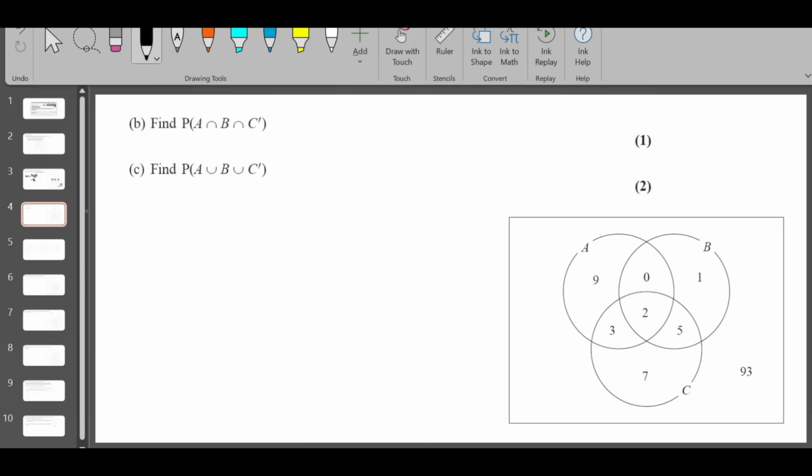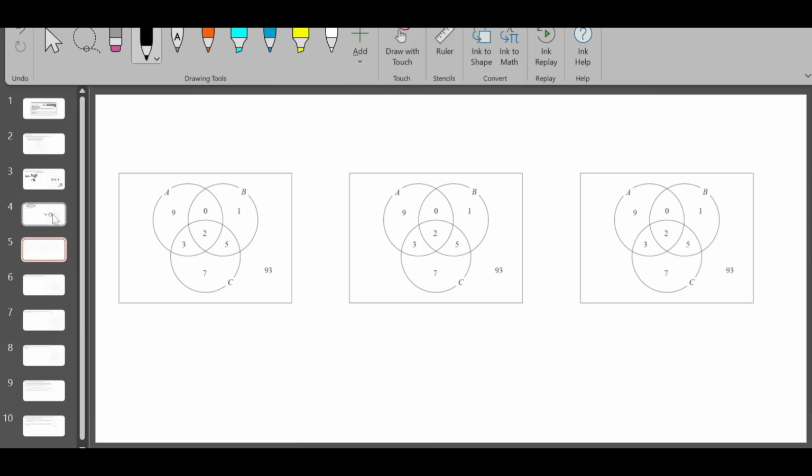Find P of A intersection B intersection C complement. Some students find it difficult, because you should be good at shading the Venn diagram to solve this type of question. So I'm going to explain this by taking a copy of this Venn diagram. I have put the copy of the Venn diagram here, 3 diagrams. We are finding A intersection B intersection C complement. So let me find A intersection B first.